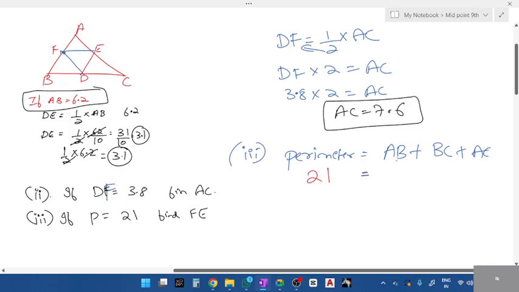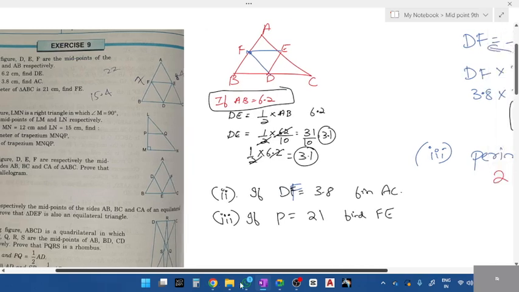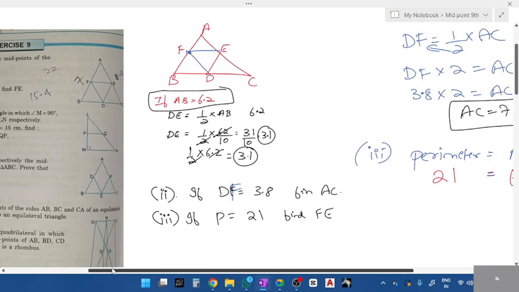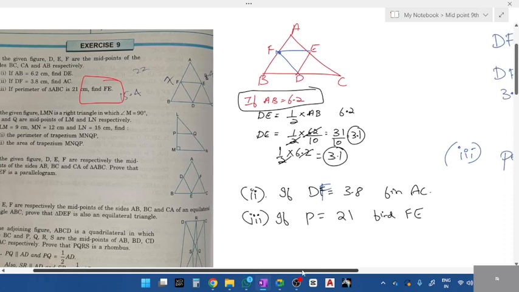What is AB given in the question? 6.2. And BC is what we have to find, right? That is what they have told us. Find BC. Find FE. So what is AC? What did we find AC to be? 7.6. If you find BC, students, what is the midpoint line for BC? For side BC, what will be the midpoint line? EF, right? So we need to find the value of BC and apply EF, right?